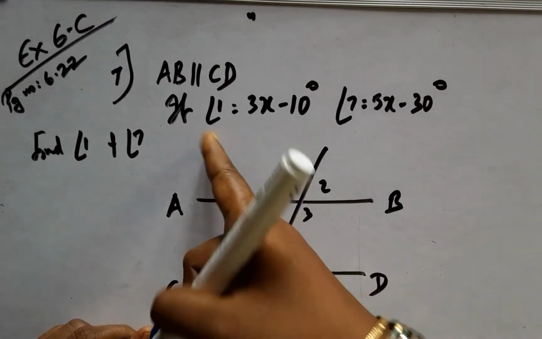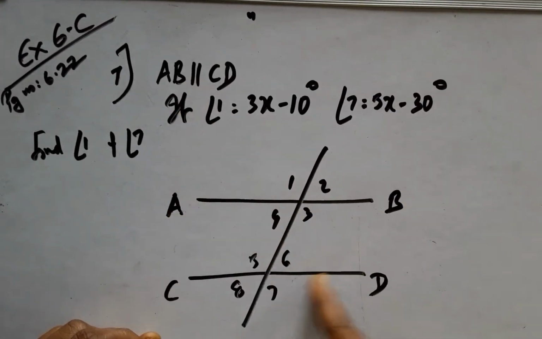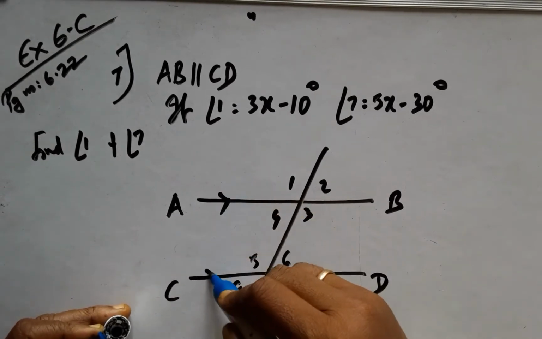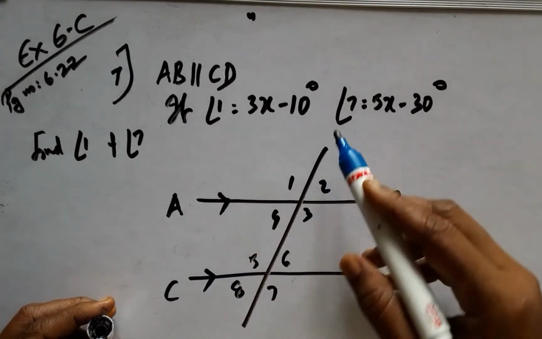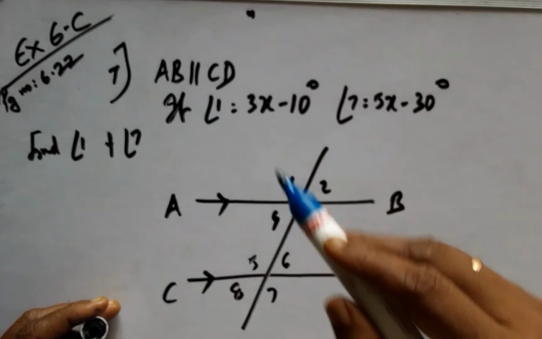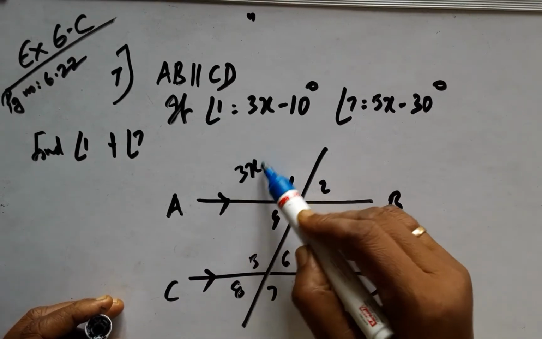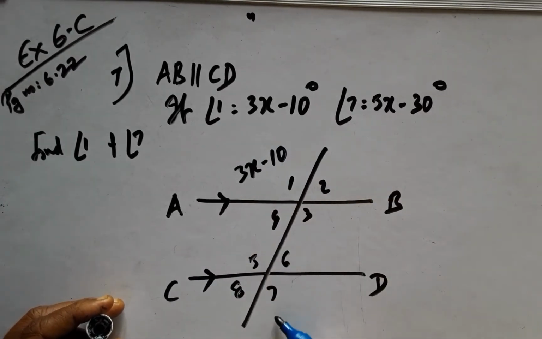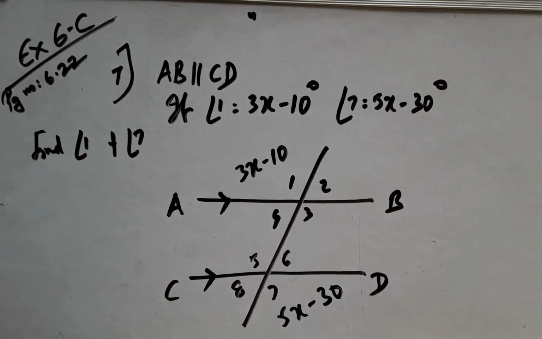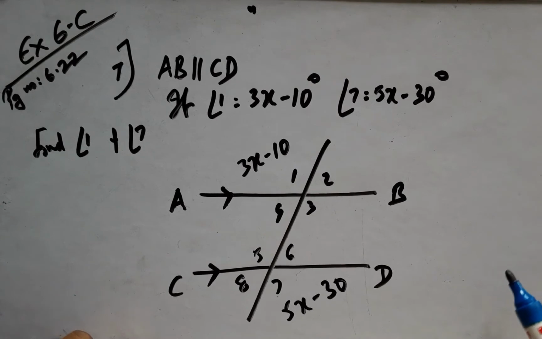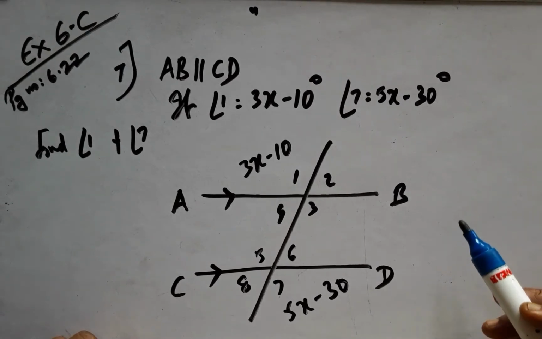The next question is being asked like this: AB is parallel to CD. This is the given component and this is the transversal. If angle 1 is 3x minus 10 and angle 7 is 5x minus 30, find angle 1 and 7. The more thorough you are with your lines and angles properties, the easier the sums will be.